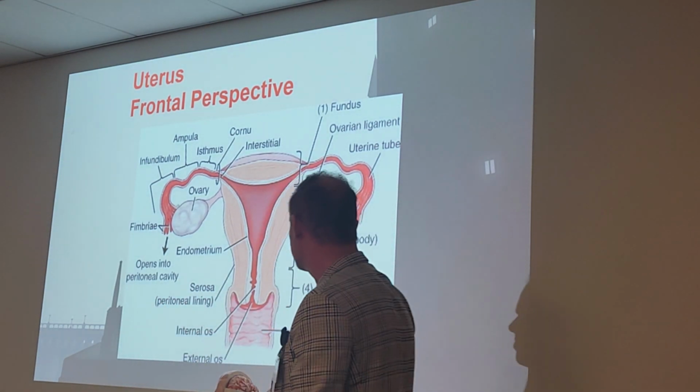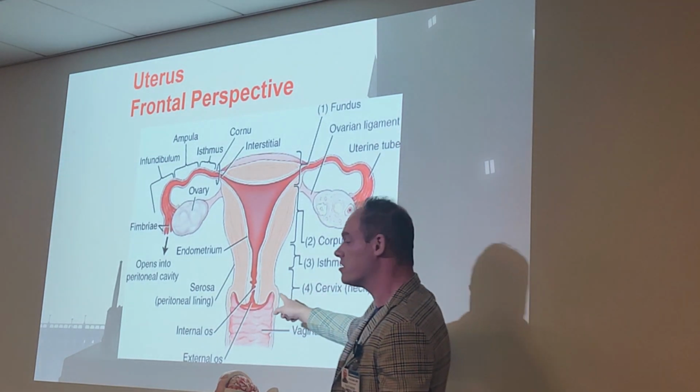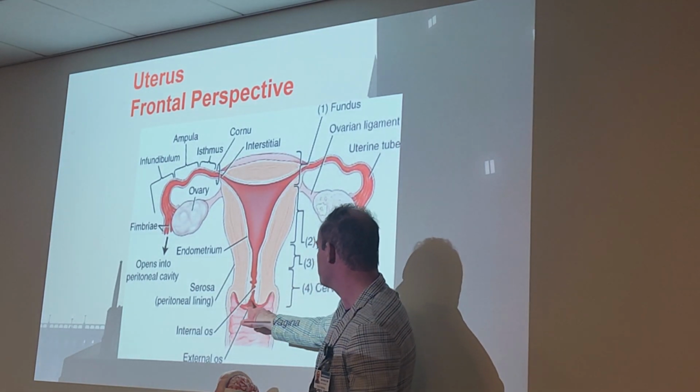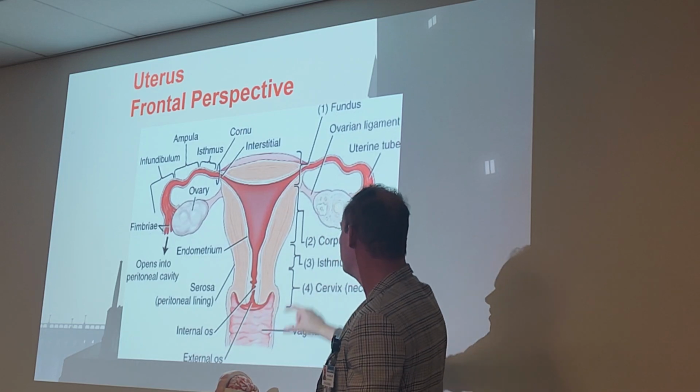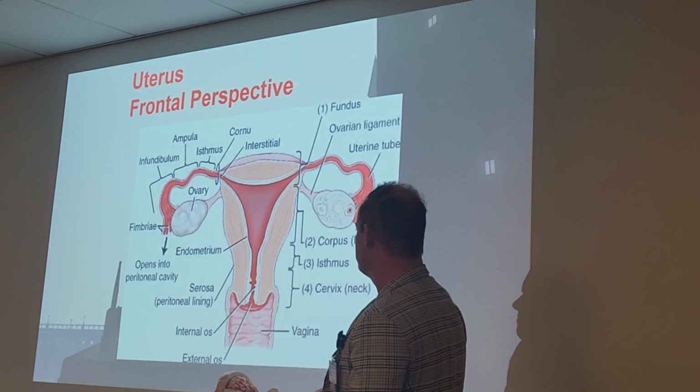I hate to ask, but point to the cervix again. Where's the cervix? Right here. This small portion right here. Very small part, most inferior portion. It looks bigger than the isthmus.